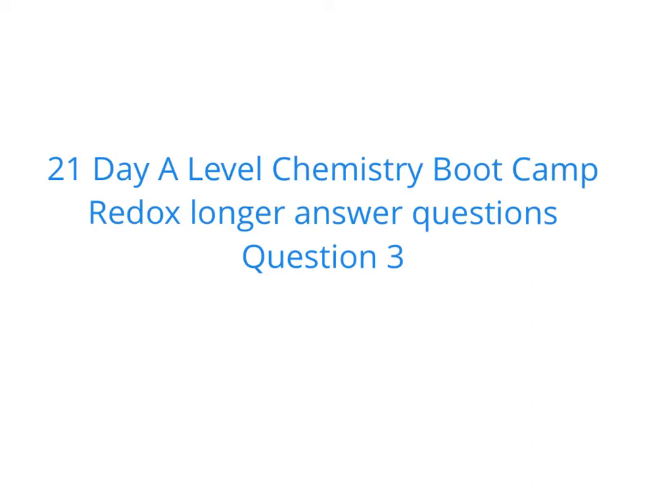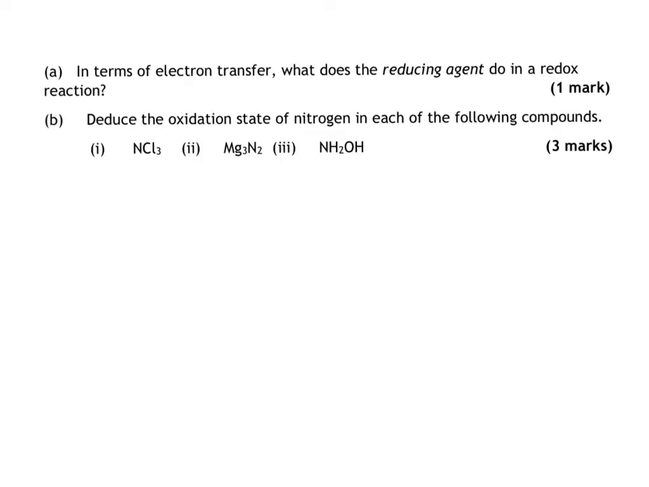So this is the Redox longer answer questions, the last question in the booklet, question 3. So the first one, in terms of electron transfer, what does the reducing agent do? So a reducing agent is the substance that becomes oxidised and so loses electrons.